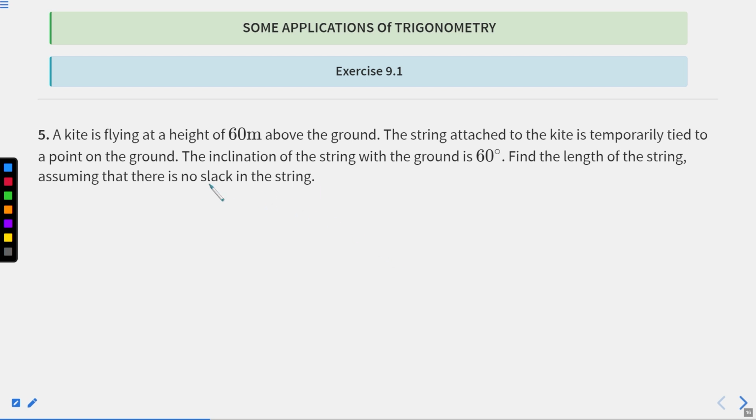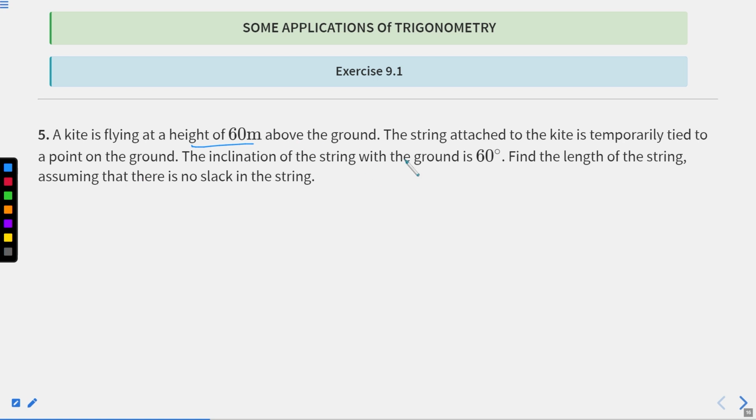So in next exercise, we have a kite is flying at a height of 60 meter above the ground. Okay, so you can visualize this. A kite is flying at a height of 60 meter above the ground. Okay, and the string attached to the kite is temporarily tied to a point on the ground.